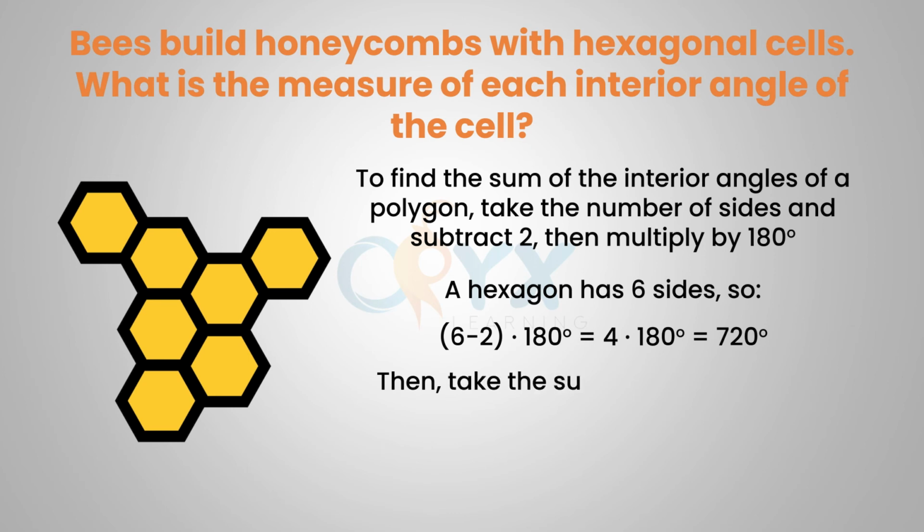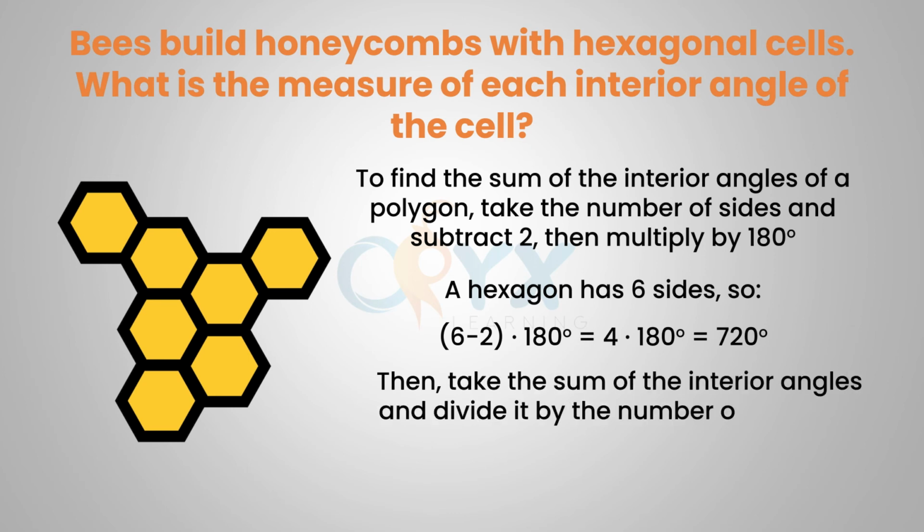Then, take the sum of the interior angles and divide it by the number of angles in the hexagon, which in this case would be 6. 720 divided by 6 equals 120. So one of the interior angles would be 120 degrees.